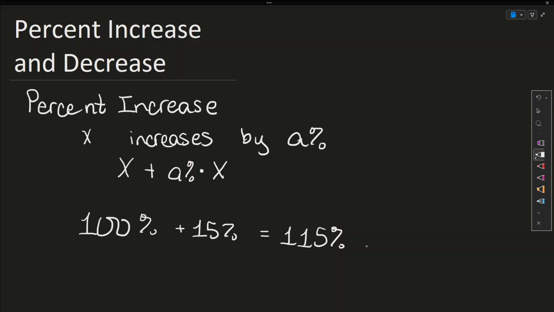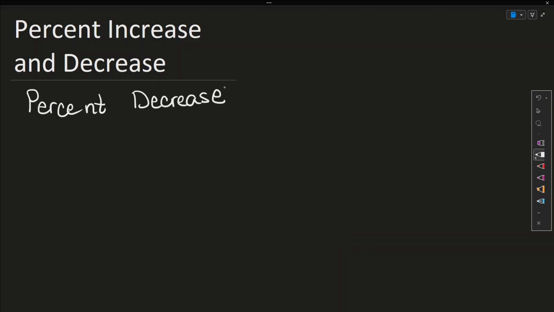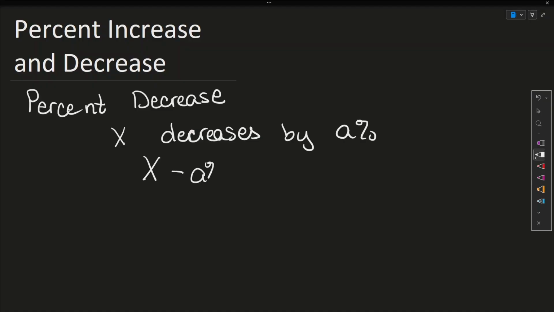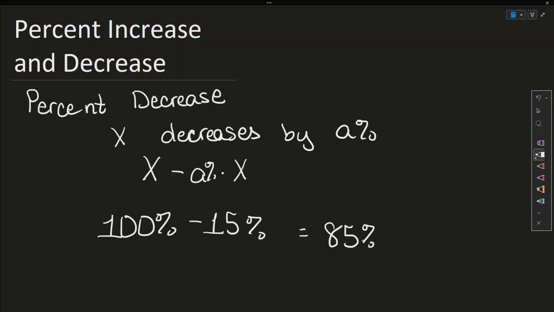Now, let's talk about percent decrease. If a quantity has a value of X and it decreases by a percent, what that means is we start with X and then we subtract a percent of X. Again, most of the time the original amount is 100%. If we decrease by 15%, then we subtract 15%. That gives us 85%. So a decrease of 15% means we end up with 85% of what we started with.